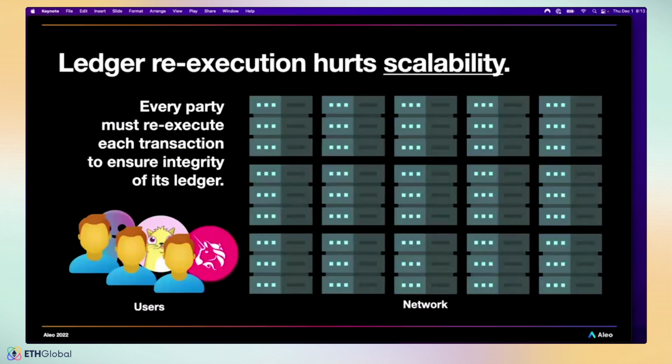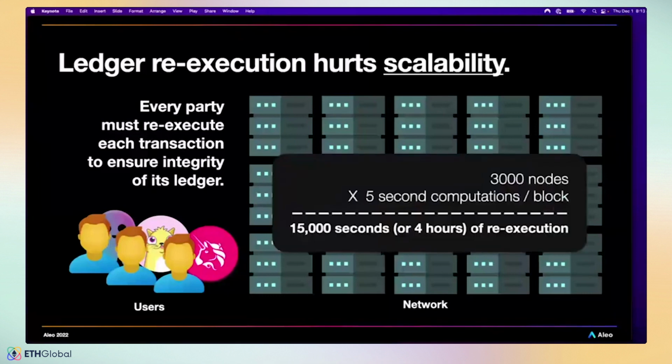Since every party needs to re-execute the transaction, the network is essentially performing a massive amount of redundant work. So let's put this into perspective. Suppose you have 3,000 nodes on an Ethereum, an ETH1 style network, and each block requires 5 seconds of compute. This amounts to 15,000 seconds, or about 4 hours of redundant compute performed by the network. And this is extremely wasteful.